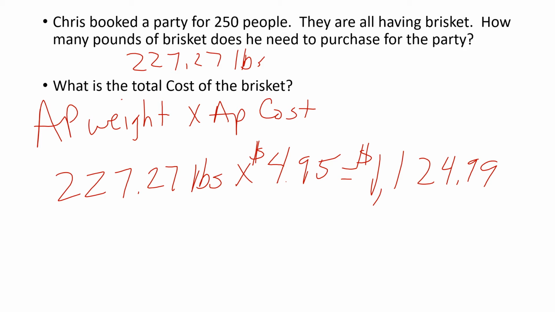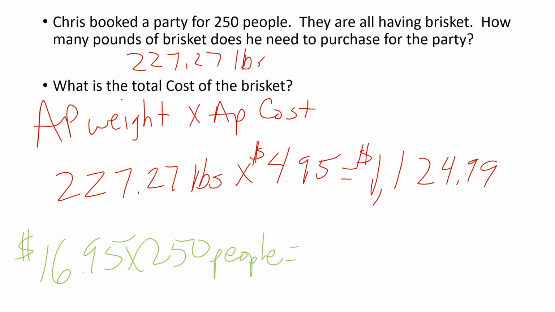Wow, it's a lot. That's a lot of money, right? But like Alexa just said, what are we charging them? If we're charging them $16.95, I'm going to do it in green because it represents money. $16.95 times 250 people equals $4,237.50. That's what I'm charging my client.